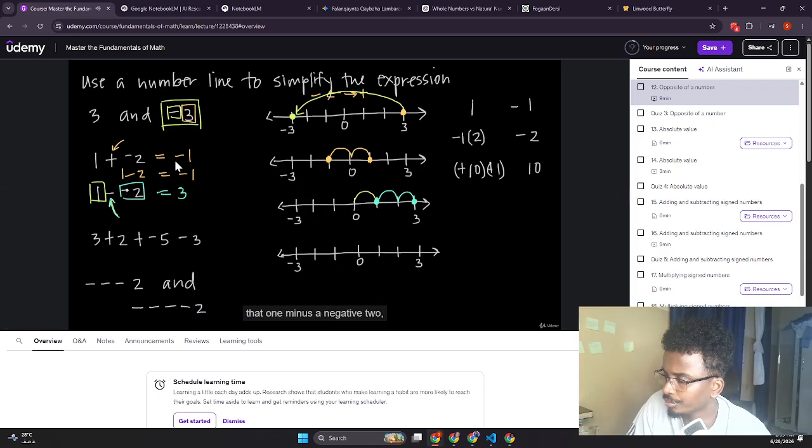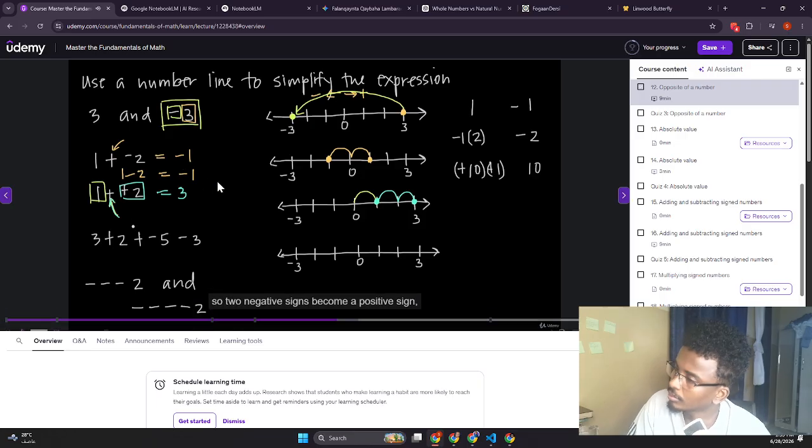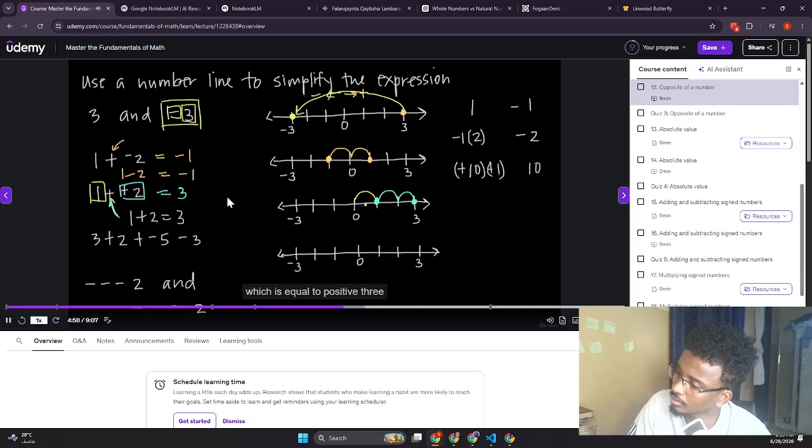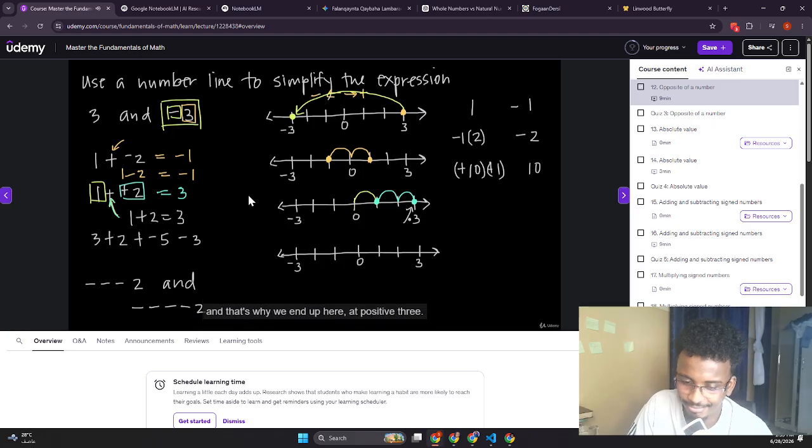And that should make sense to us because we know that 1 minus a negative 2, when we have an even number of negative signs, they cancel with one another to become a positive sign. So 2 negative signs become a positive sign, and this is the same as 1 plus 2, which is equal to positive 3, and that's why we end up here at positive 3.